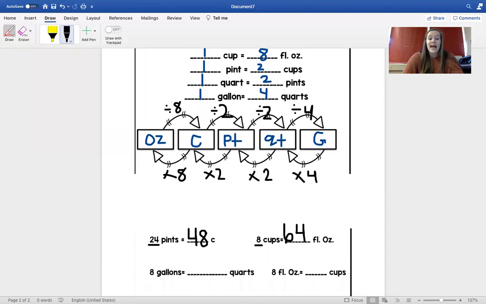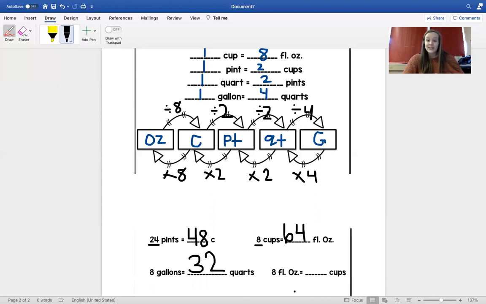Alrighty, we have 8 gallons and we need to move to quarts. If we start at gallons and move to quarts, we cross that times 4 arrow. So that tells us 8 times 4 will give us the number of quarts, which also makes sense because there are 4 quarts in 1 gallon and we're trying to find out how many there are in 8. What is 8 times 4? 32, that's right. So there are 32 quarts in 8 gallons.